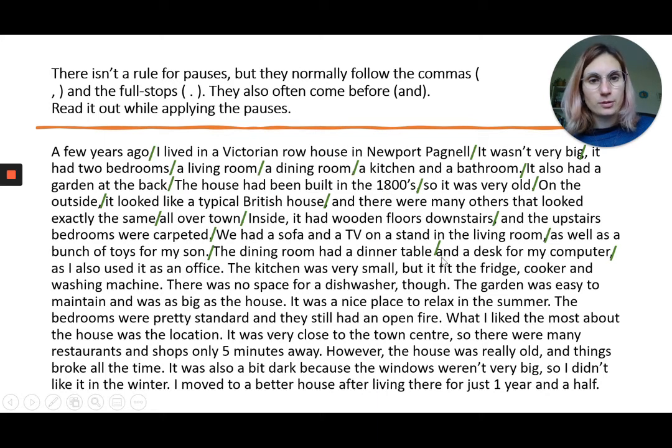So it's optional as well. If you can go for the whole thing, that's fine as well. For example, the dining room had a dinner table and a desk for my computer, as I also used it as an office. Full stop, always pause.